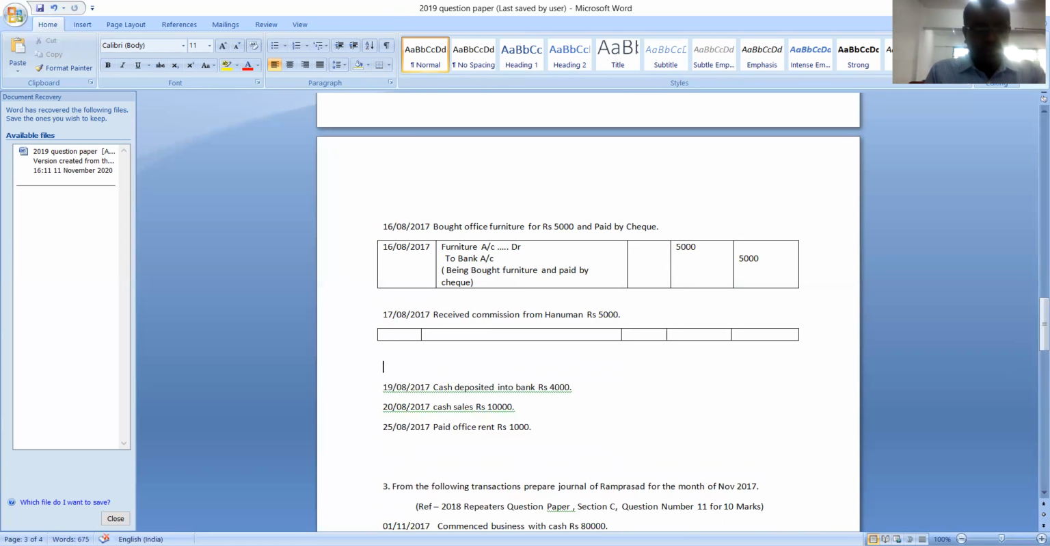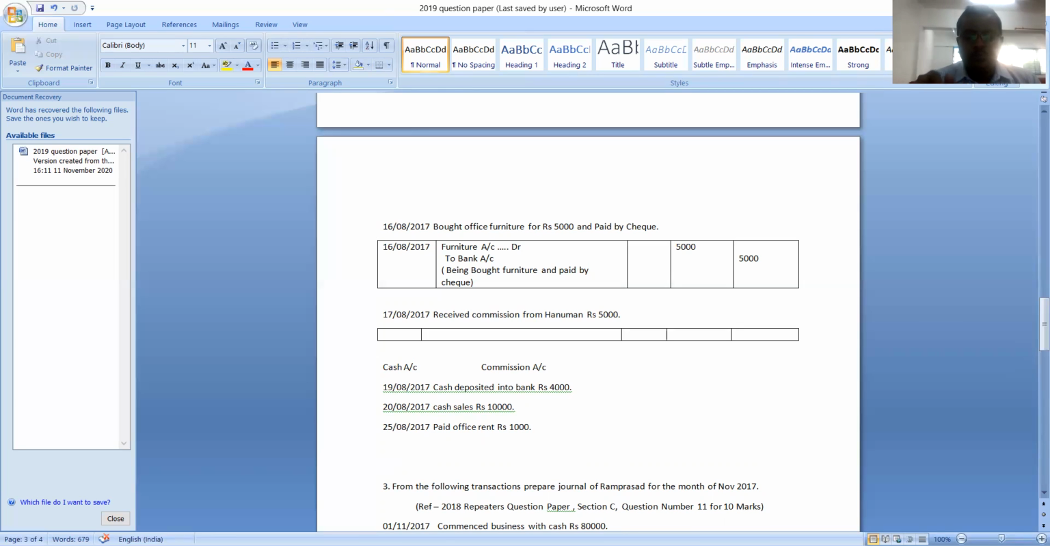So here, which are the two accounts? Received in the sense one is cash account, and another one is commission account. Why Hanuman's account will not come? See here, what we are receiving, that is important. From whom we are receiving, that is not important. Person is not important. Understood?